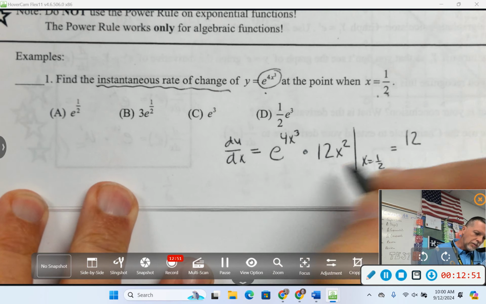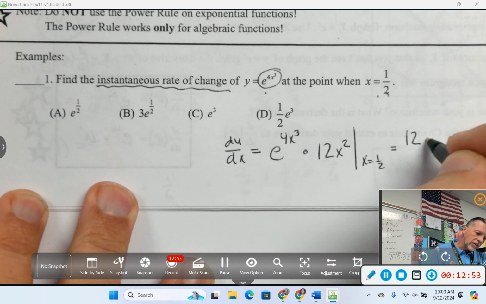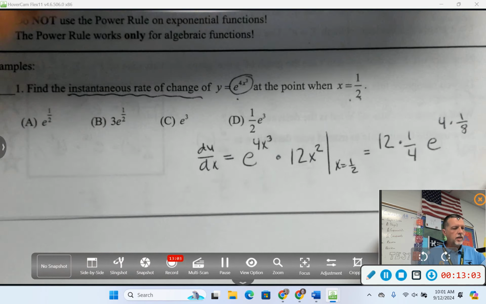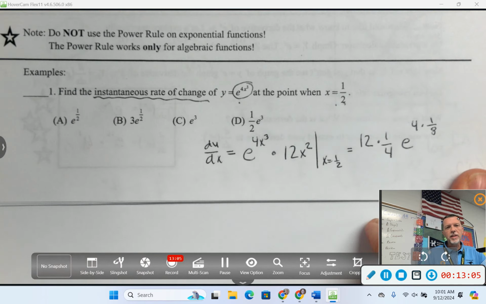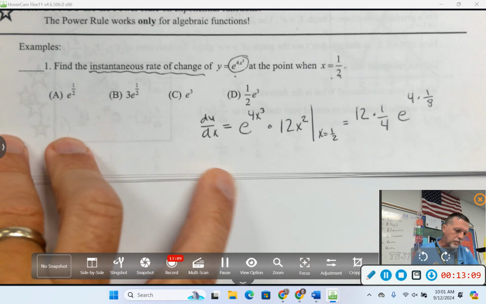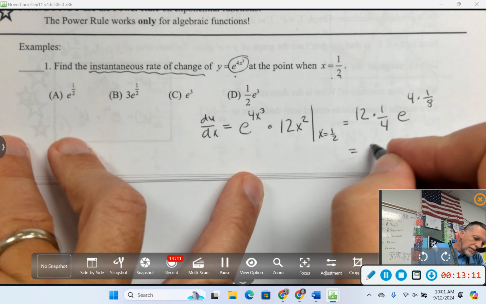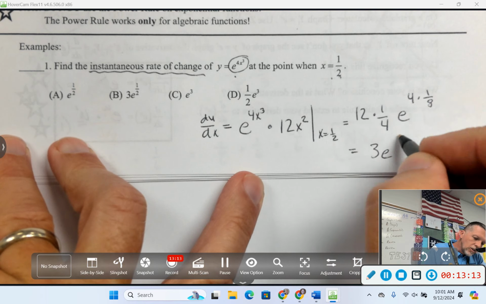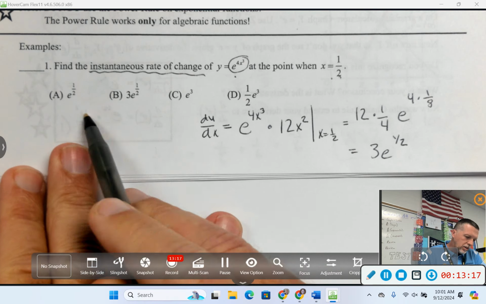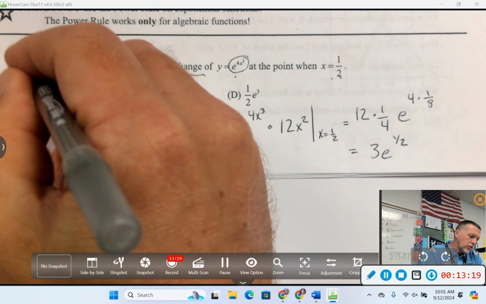So I'm going to put the 12x squared in the front now. 12 times a fourth, e to 4 times an eighth. That would be a safe stop, but that's not allowed. Let me simplify that. 12 divided by 4 is 3. 4 over 8 is 1/2. 3e to the 1/2 is answer choice B.